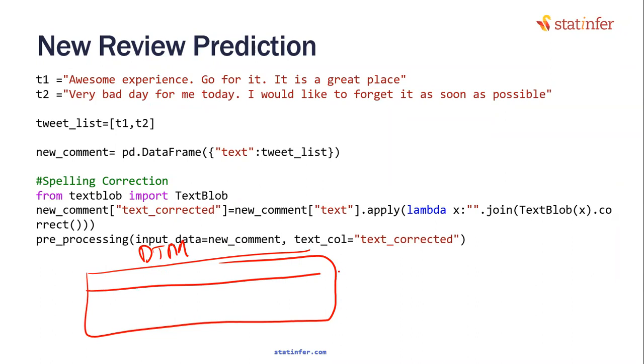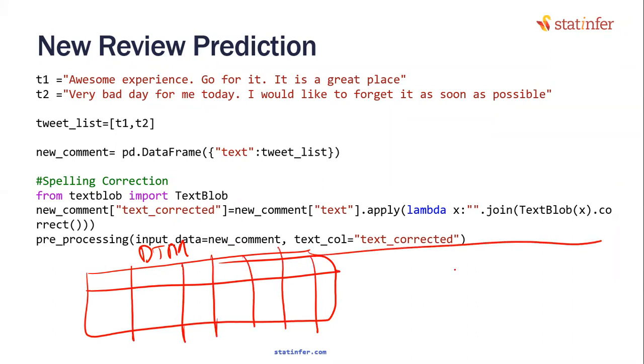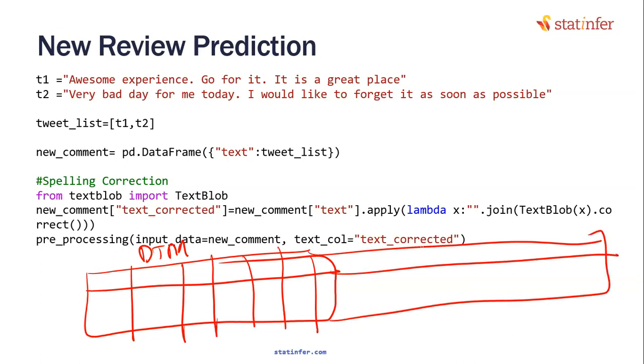Yes, sir. Because the input was the DTM. So that means if your tweet is like this, we have given this huge DTM, where each column is a term. If you give it like this, the model won't understand. We need to convert this.